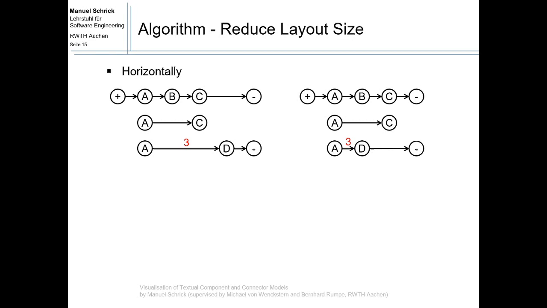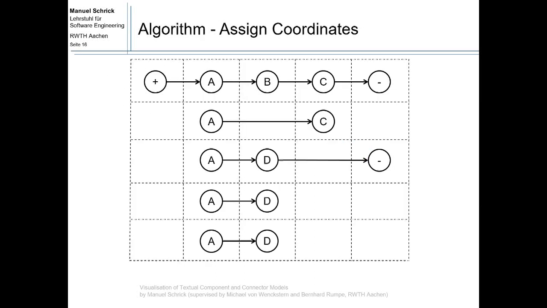The next step is to assign the coordinates to the components and the connectors, but before we do that, we have to add the missing connections from A to D back into the layout. And we do this by just simply checking the rows above the first connection from A to D and inserting the connections wherever possible. And if there's no row with enough space for this connection, then we will just add new rows.